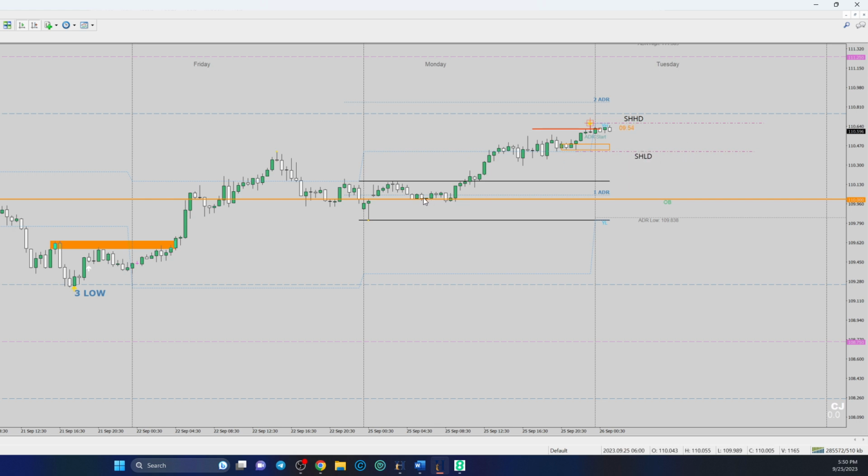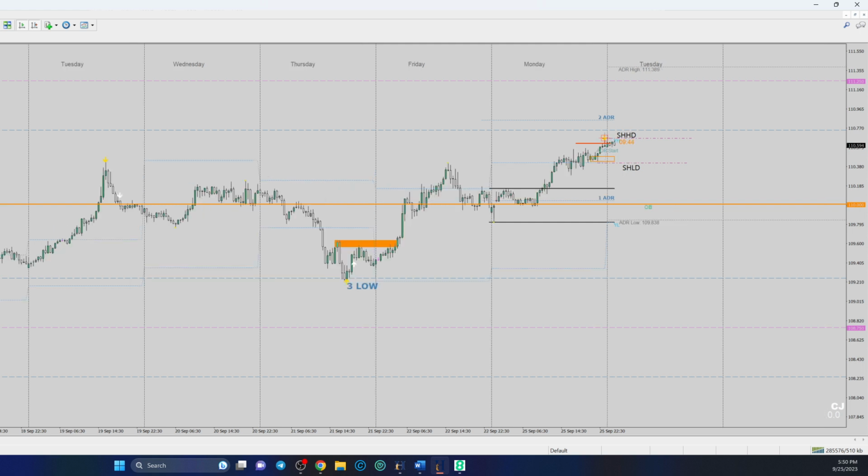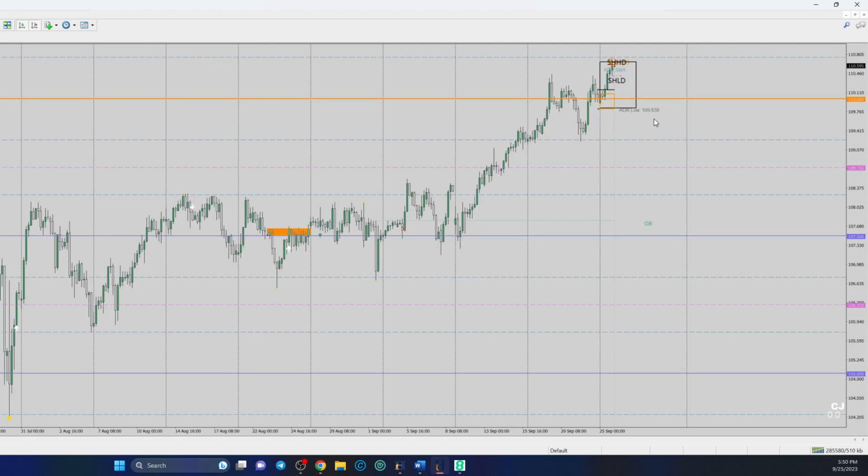Because look, the open range, and this one actually, no, it didn't. Let me make that small a little bit. This is technically the open range right here. I'm going to go to H4 so I can draw it out for the week.